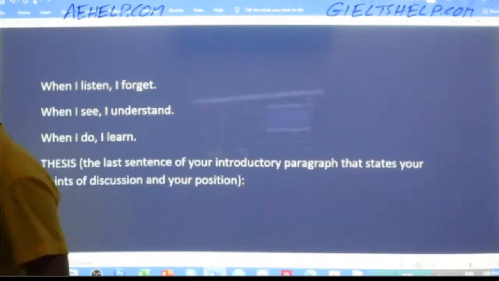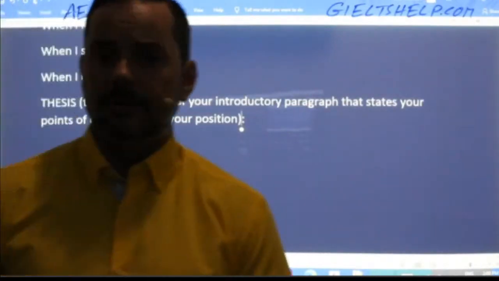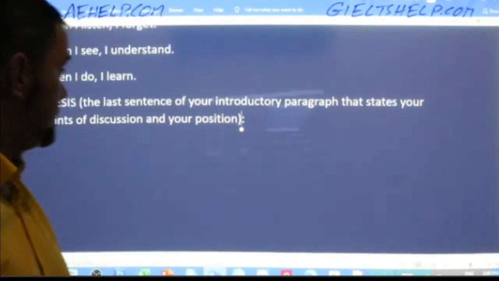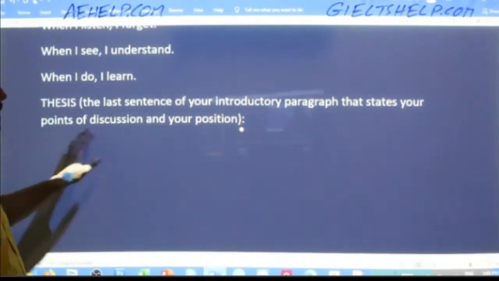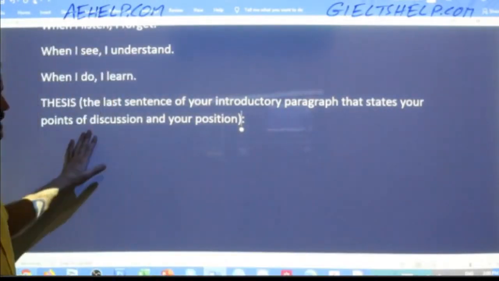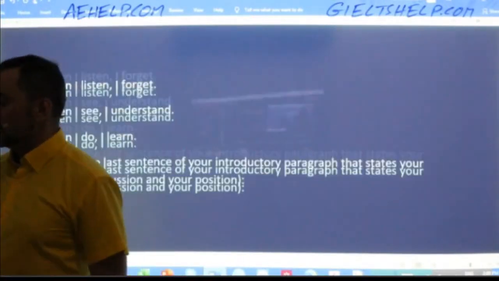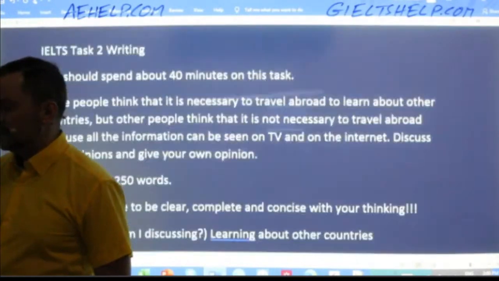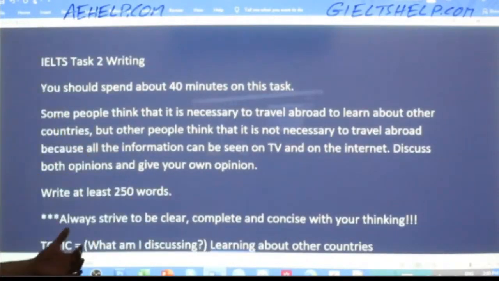Okay, so that's what the thesis is. The thesis is the most important part of your essay. It's the last, usually one, sometimes two sentences of your introductory paragraph, and it clearly introduces to your reader and states your points for discussion and your position on the essay. So think about what we discussed so far in our planning. Think about the topic, controlling idea, and of course, remember the original question.